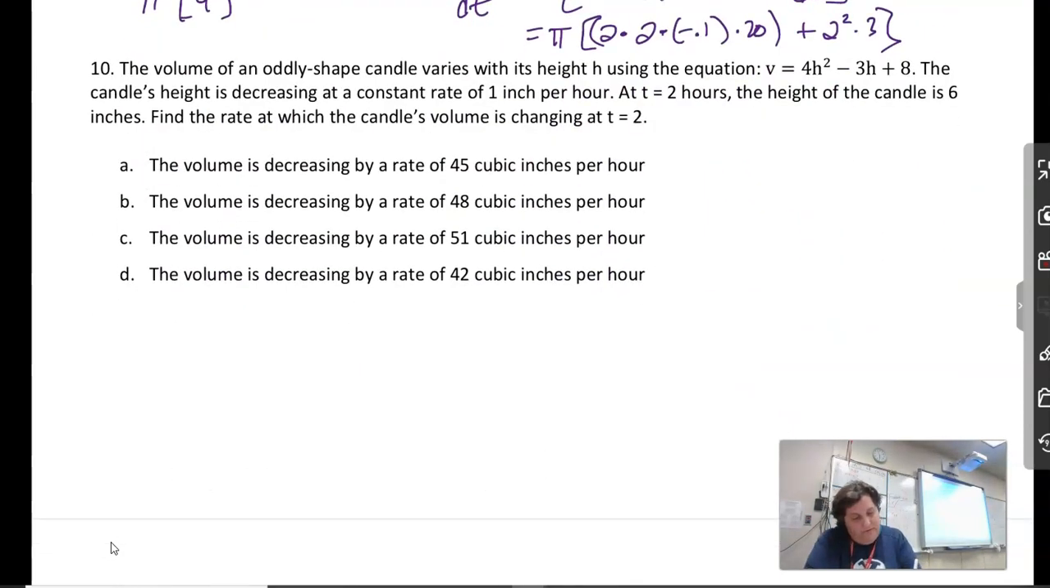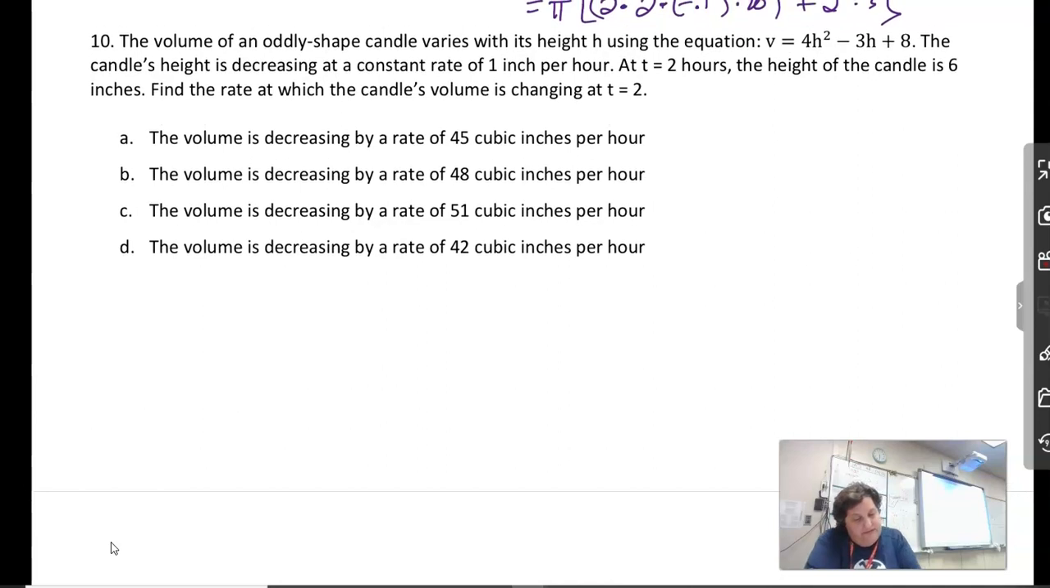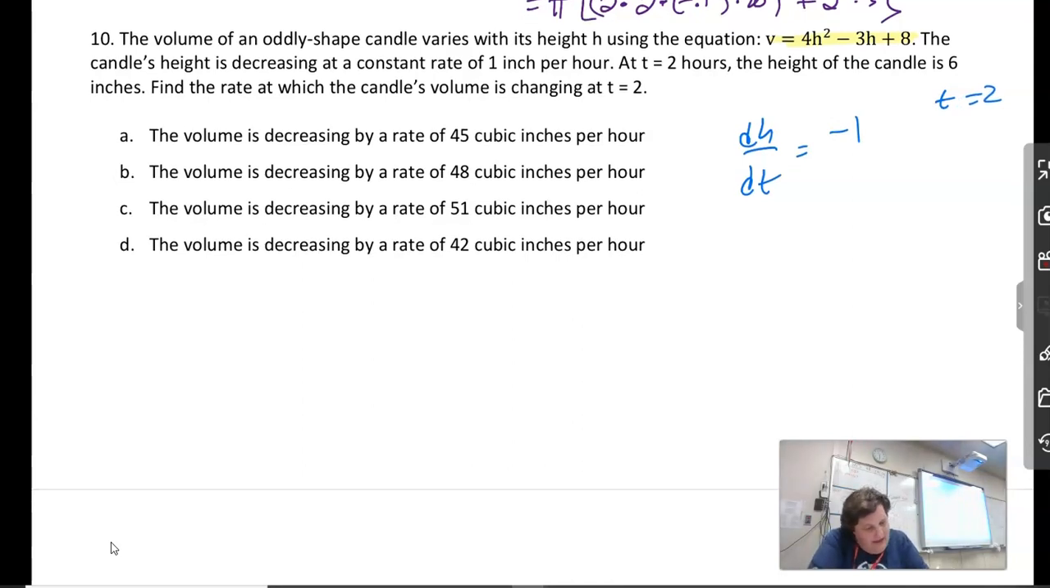And then one more question here. The volume of an oddly shaped candle varies with its height using the equation. So it's giving me an equation. The height is decreasing at a constant rate of 1 inch per hour at time equals 2. I don't know if I'll need that or not, but I'll put it over here. At time equals 2, the height of the candle is 6 inches. Find the rate at which the volume is changing at that time.